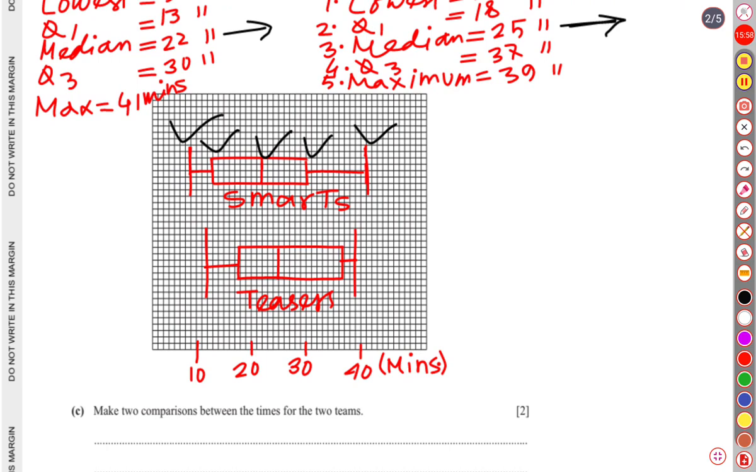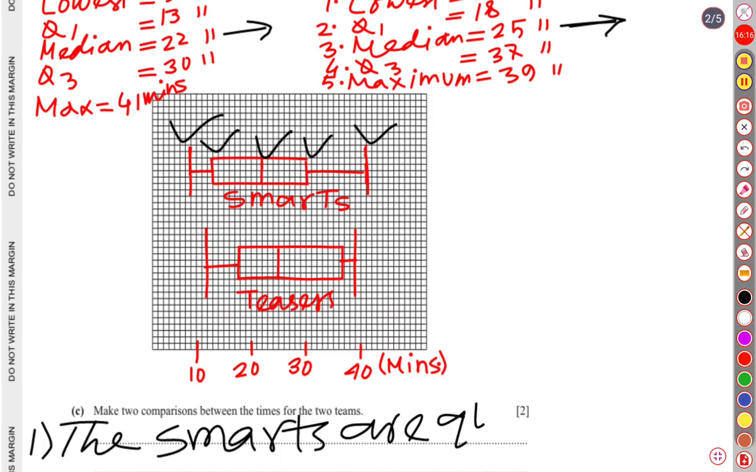That means the smarts took comparatively less time. So we can write number one. They asked for two comments. Comment number one: the smarts are quicker. How did we understand? As I have told, it is not precise information but an assumption, as the median of the smarts team is smaller. That's why the smarts are quicker.